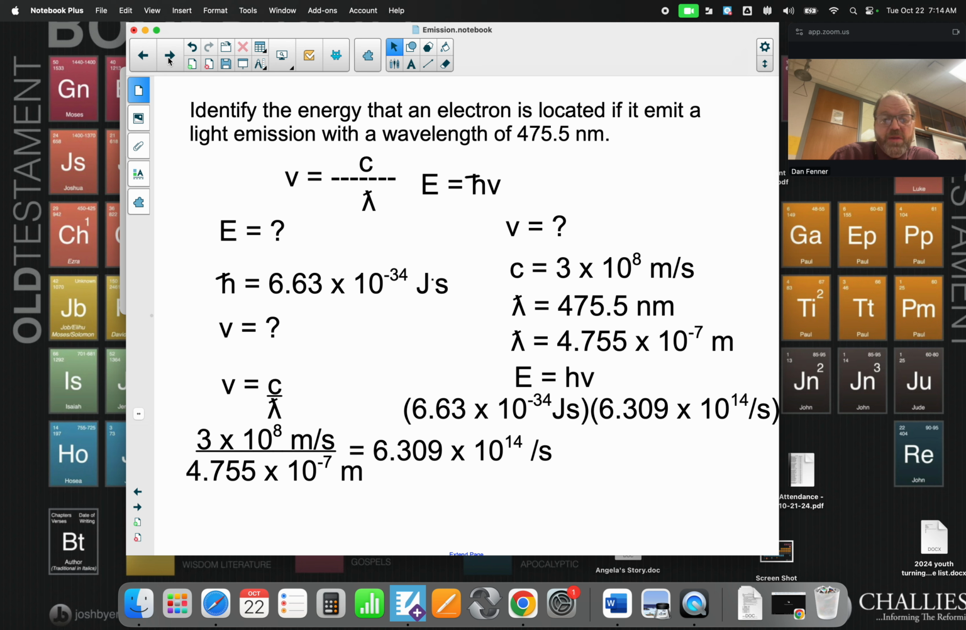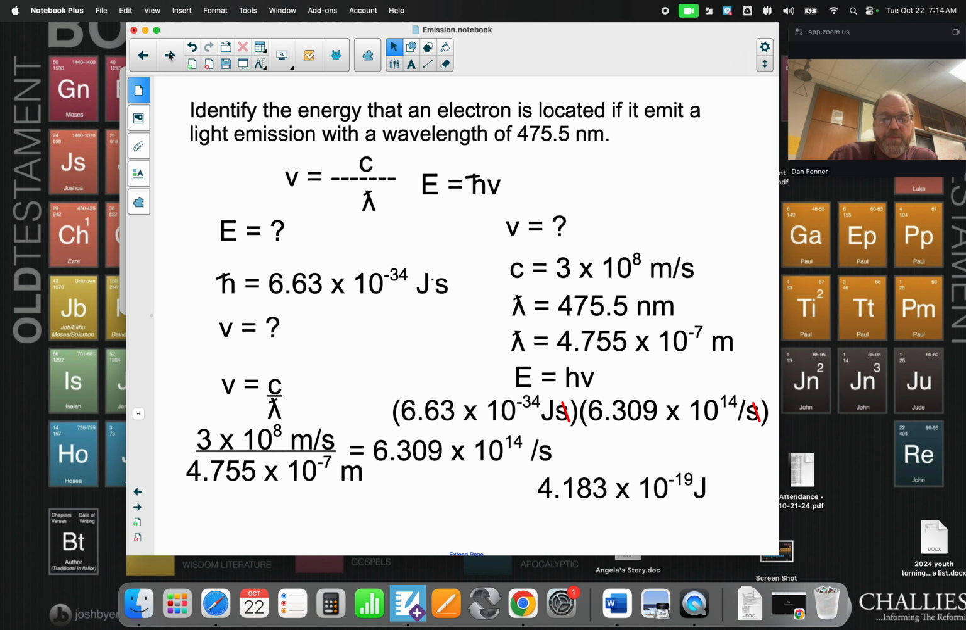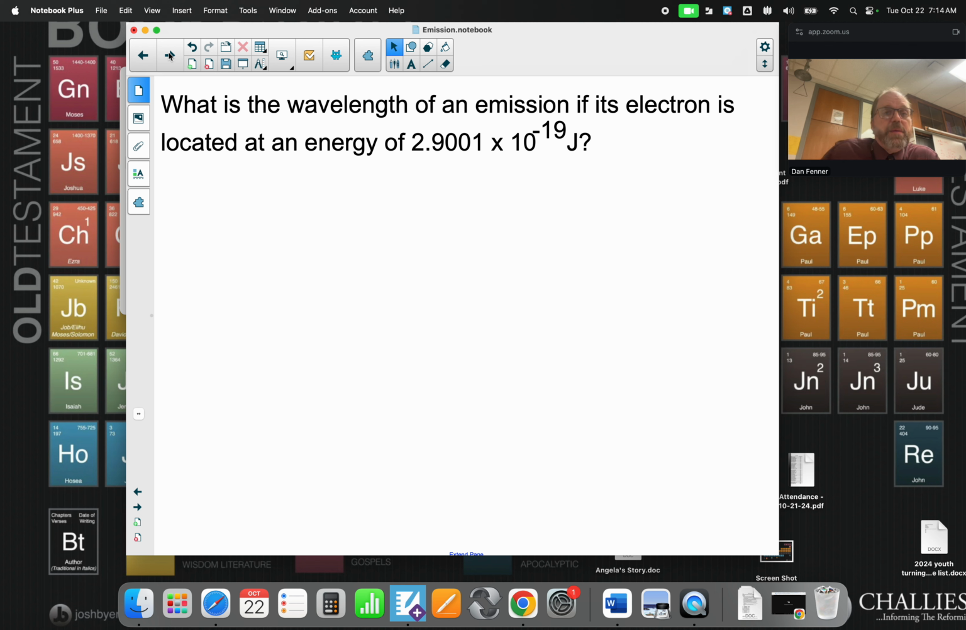And 6.309 times 10 to the 14th per second, the value we just found for frequency. When we do that, my seconds cross out. We get an answer of 4.183 times 10 to the negative 19th joules. And that's my answer. All right, let's do one last problem here before I let you have a crack at it.